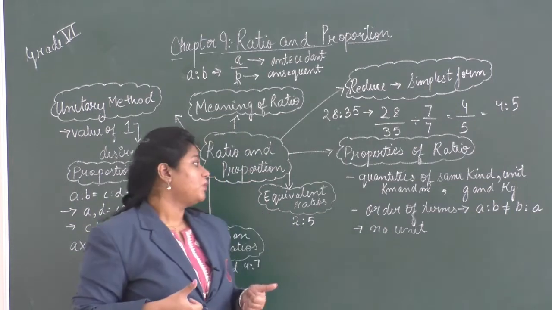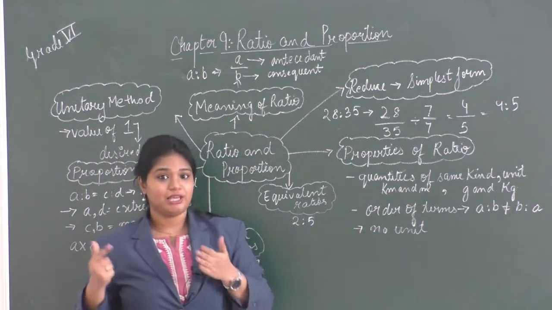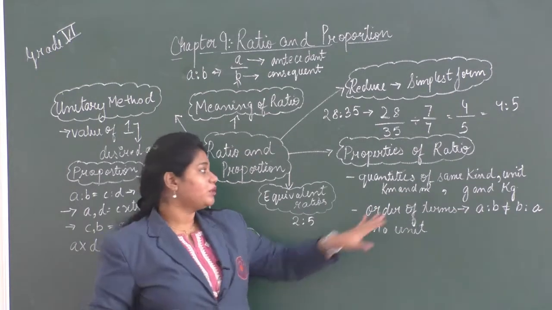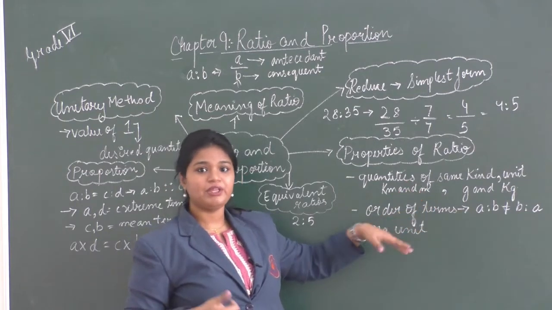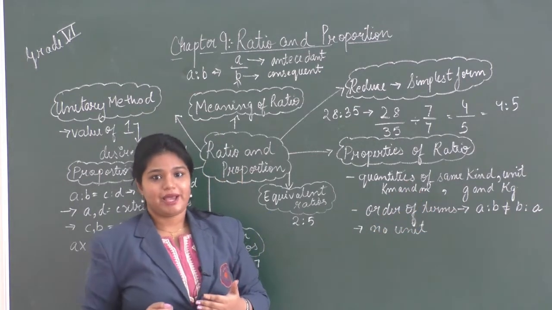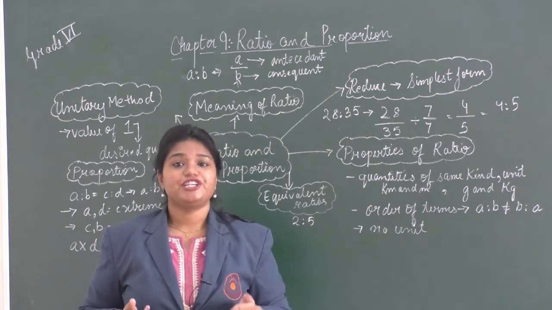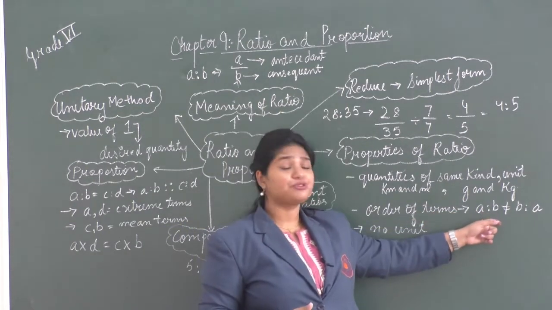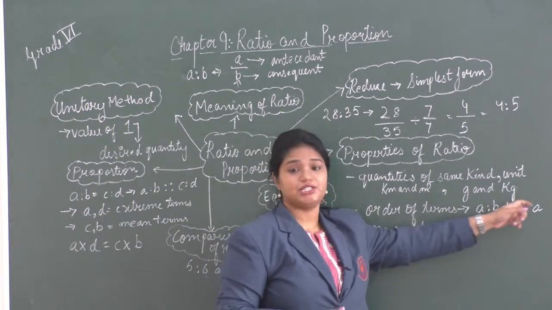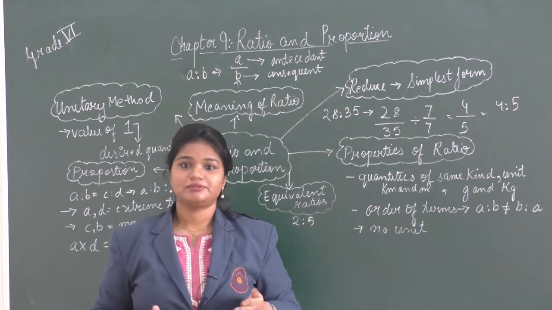So when you get quantities like kilometer and meter, we will first convert them into the same unit, that is either convert meter into kilometer or convert kilometer into meter, and then you will do your comparison. Next we saw that the order of the terms in the ratio is very important, which means that A is to B is not equal to B is to A, and a ratio has no unit.